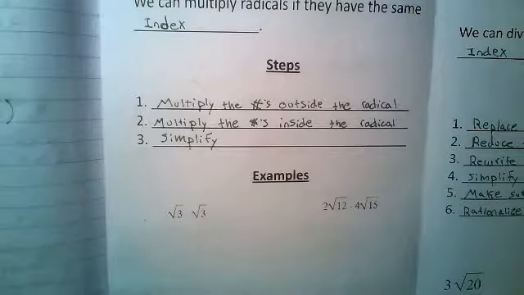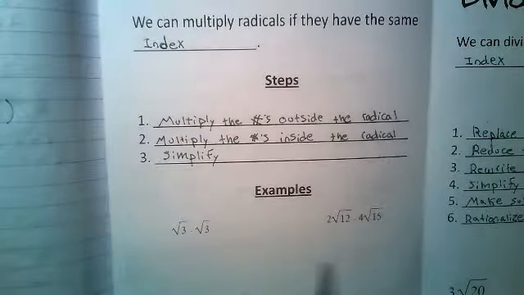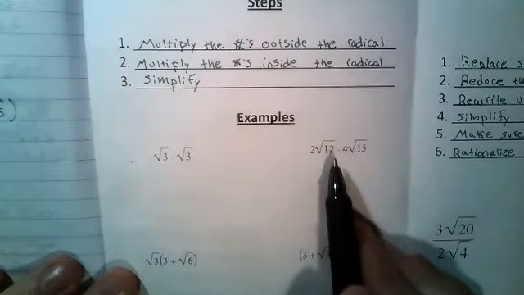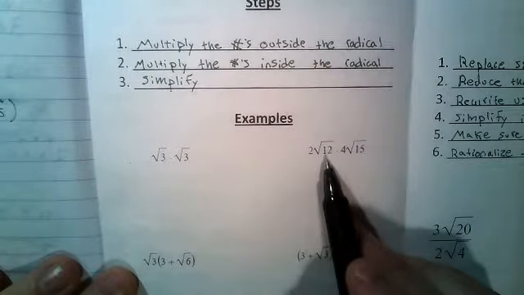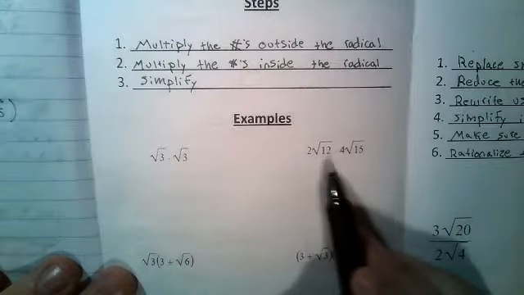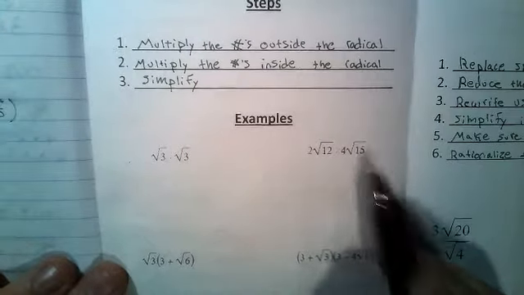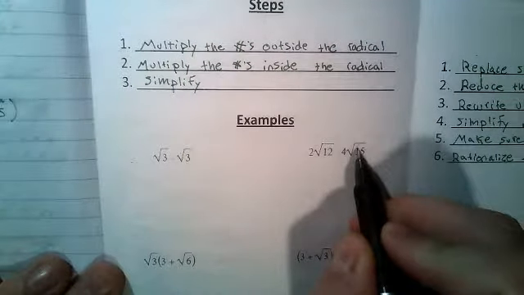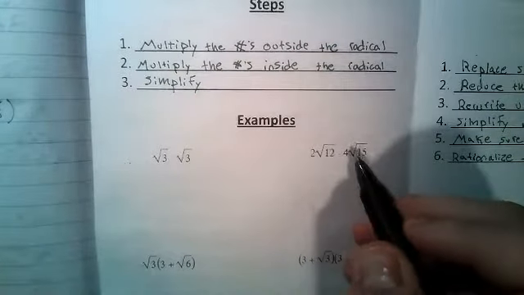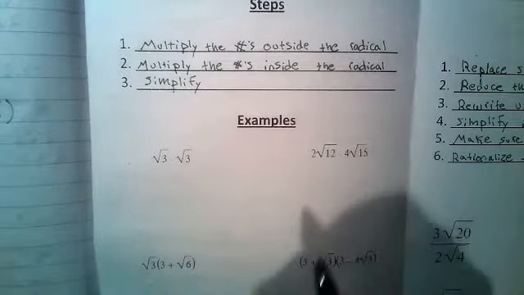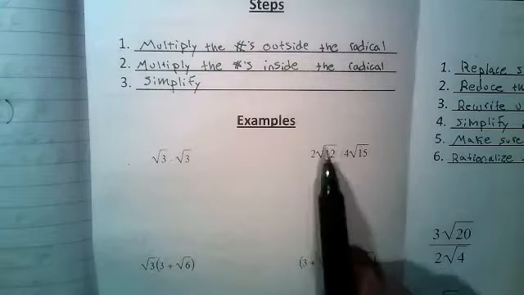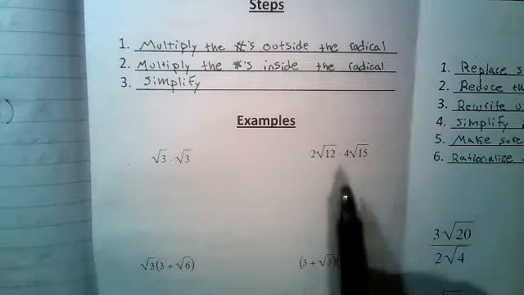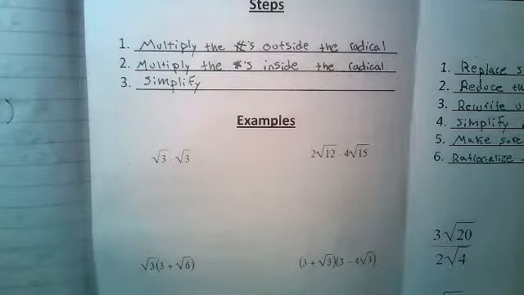So zooming in here, I have these steps. We can multiply radicals if they have the same index. What that means is that if we look at this one here, it doesn't matter that 12 and 15 are different. We can still multiply these together. If this was the square root of 12 and the third root of 15, then we couldn't, because square root and third root are very different things. But just because the 12 and the 15 are different doesn't mean that we can't multiply them.